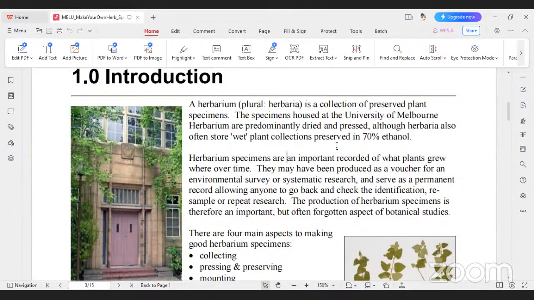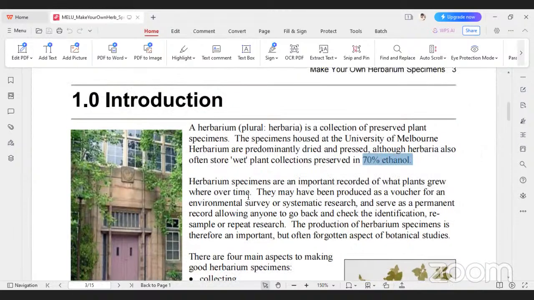And not only dried plants, sometimes these herbaria also store wet plant specimens, preserved in 70% ethanol. So this is the herbarium. Mostly herbarium is collected and stored in the form of specimens, or in the form of dried plants.